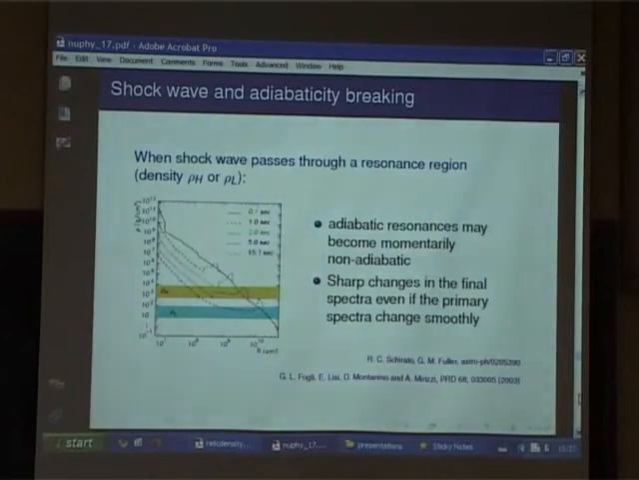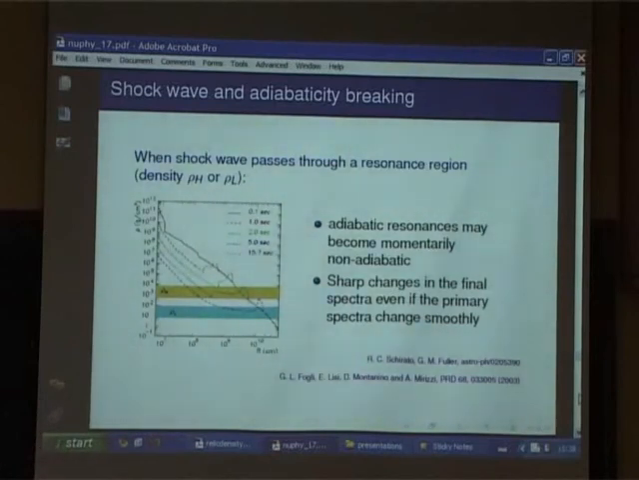So therefore, for the neutrinos which pass through the shockwave at densities of about 10,000 grams per cc, you will see some effects. You will see that around 5 seconds, the shockwave passes through this region of resonance between 4 and 5 seconds.